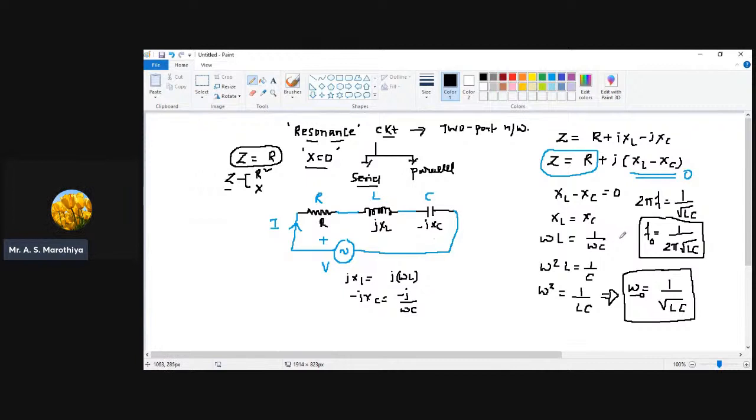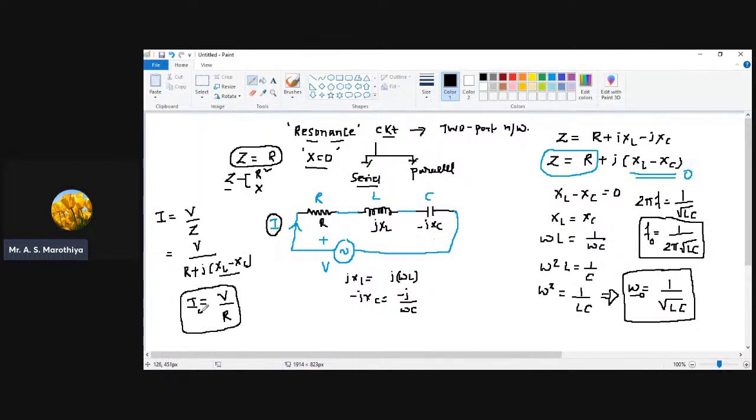Now, let us try to discuss what is the value of current flowing through the circuit at resonance condition. What is the expression for this I? Now, basically the expression for this I in this particular case is nothing but I is going to be equal to what? V divided by Z. Now, what is Z? Z is nothing but this. It is nothing but R plus j in bracket XL minus XC. Now I told you that at resonance condition this component is going to be 0. So I can write here I equals V divided by R. This is very important.